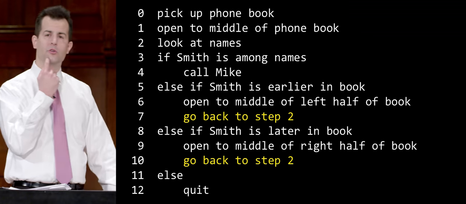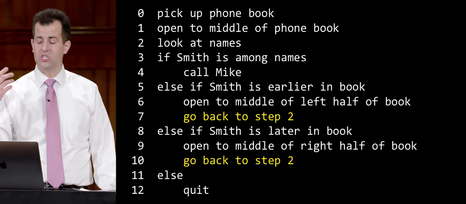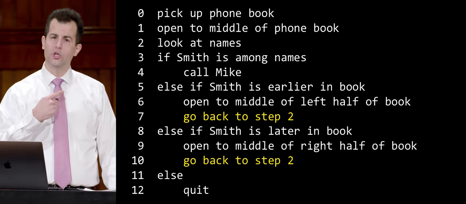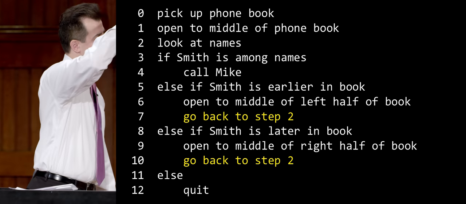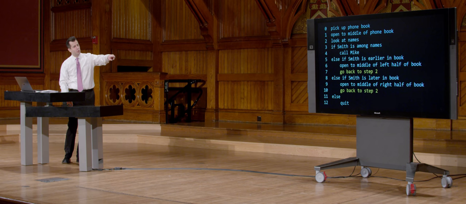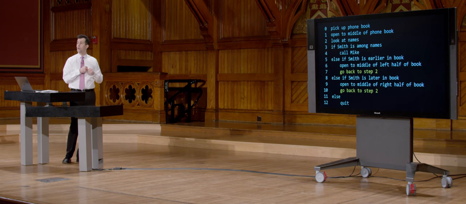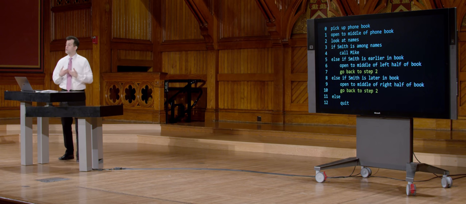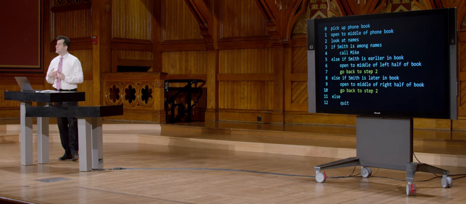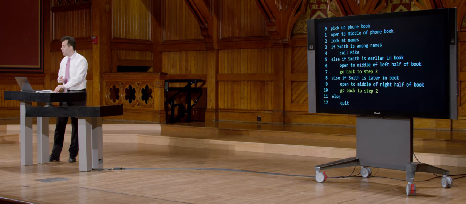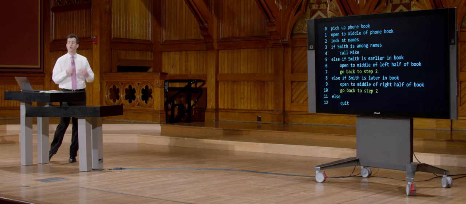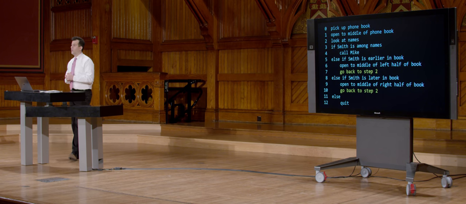On 7 and 10, there's this expression, go back to step 2, which is to induce a bit of cyclicity, right? You can sort of think about it visually. If you go from step 7 or 10, for that matter, back up to step 2, this might happen again and again and again, if Mike is still in the left half, the left half, the left half, as you're whittling down the phone book. And so we're going to induce, potentially, this cycling or looping behavior. So these lines here now in yellow represent what a computer program might call a loop.